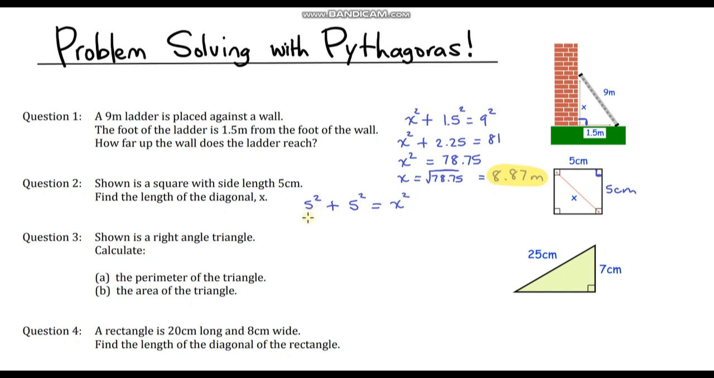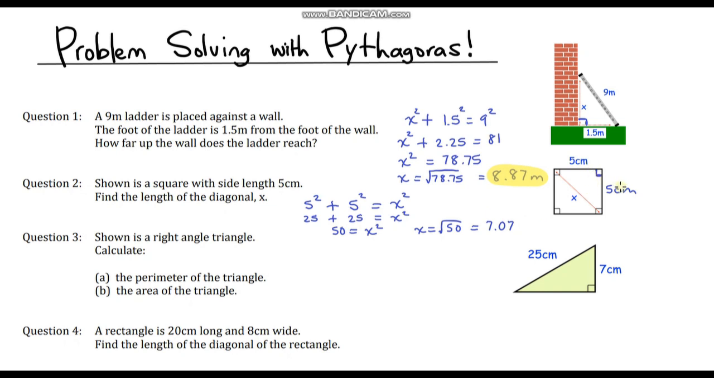So 5 squared is 25, so it's going to be 25 plus 25 is equal to x squared, and then that's clearly 50. So 50 is equal to x squared, and then the final thing is just to take the square root. So x is going to be equal to the square root of 50, and again I need to put that into my calculator. Square root of 50, I know it's just going to be just above 7, because I know 7 squared is 49. But let's get a slightly more accurate answer. 7.07.